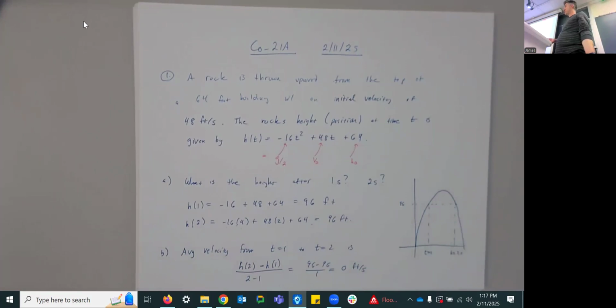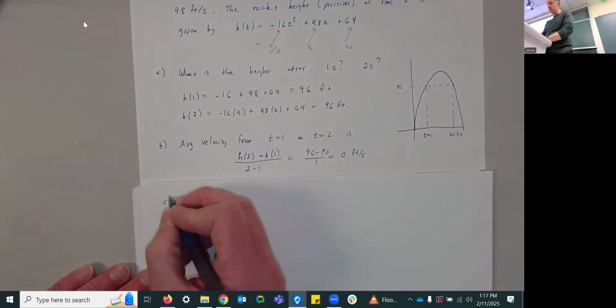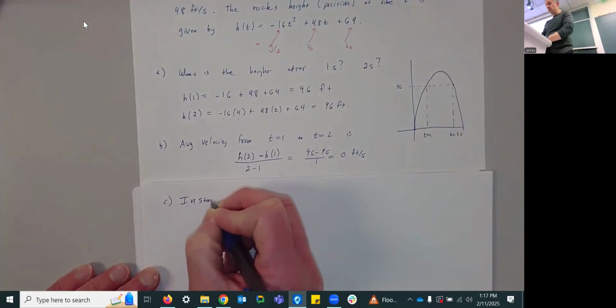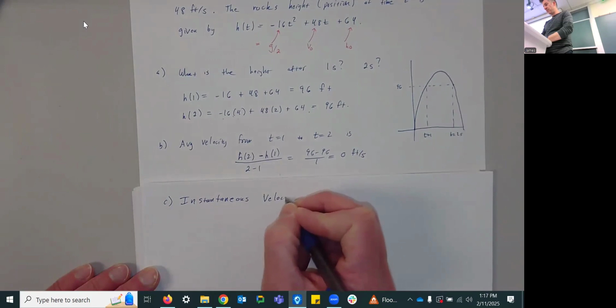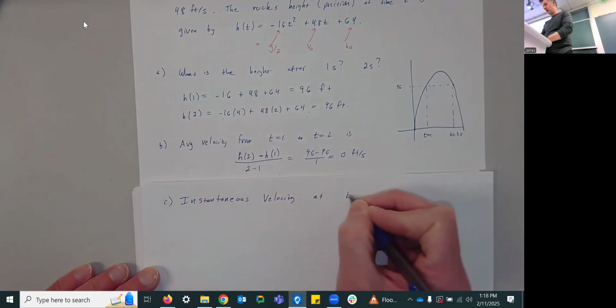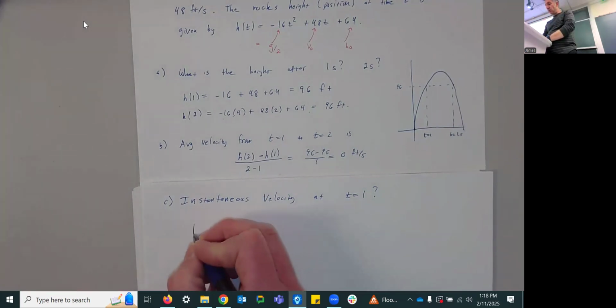Let's look at the more interesting question. What's the instantaneous velocity, or the instantaneous rate of change, at each of those moments? Always a fun word to spell. Instantaneous velocity at time equals 1. That's just a way of using more words to say what's the derivative of the position function. How is the position changing at this one moment in time? So we're going to find the derivative of position.